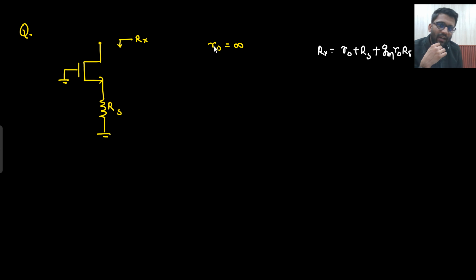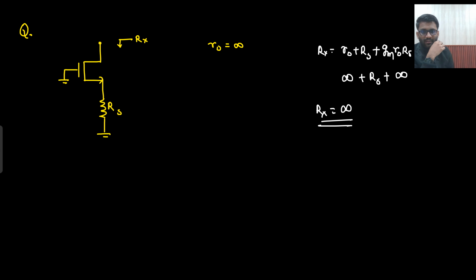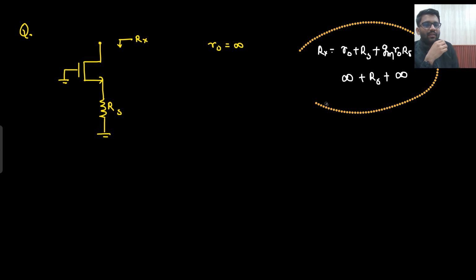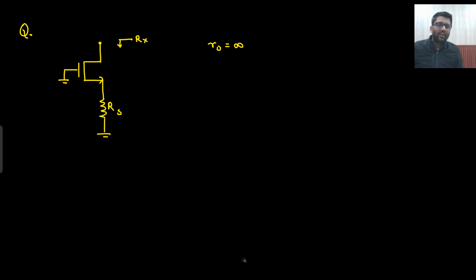Now what I am saying, R0 is infinity. It is saying that R0 is infinity. So if I put infinity plus GM R0 RS, that is also infinity. So what is the value of Rx? That is infinity only. Okay, answer is infinity. But let's solve it without any formula. So if I need to solve it without any formula, what will I do? I will apply a Vx here and get Ix out of it.